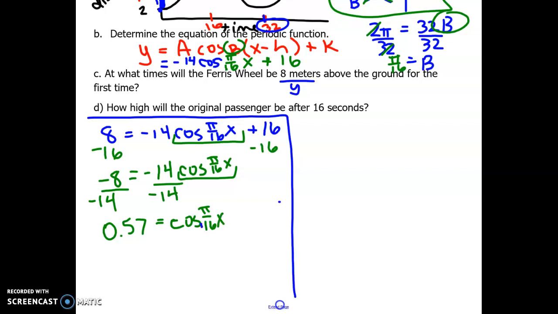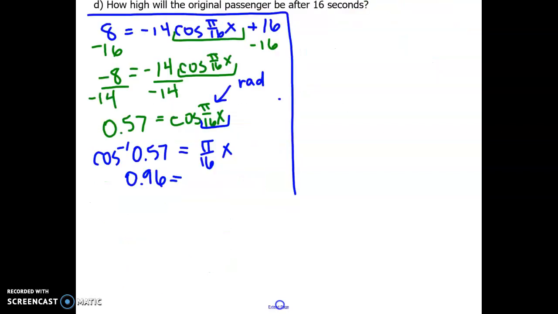Now this part, we have pi over 16x. What does pi over 16x represent? An angle. It's an angle. Yes. So how do I now get the angle by itself and move the cosine? Inverse. Exactly. Now I need my calculator in radians, because this is in radians. So I'm going to inverse cos of 0.57, and that's going to equal pi over 16x. When I inverse cos of 0.57 on your calculator, I get 0.96, and again that equals pi over 16x.